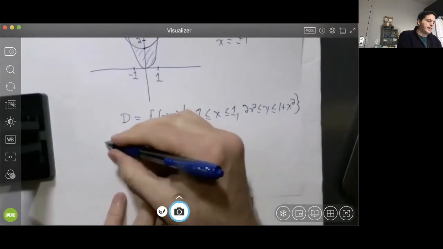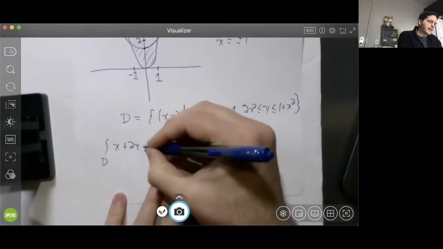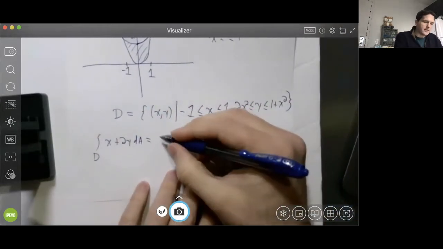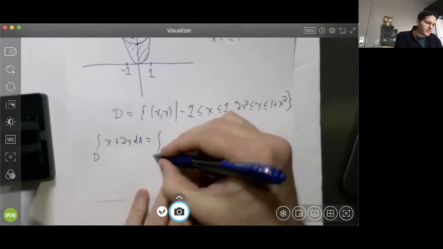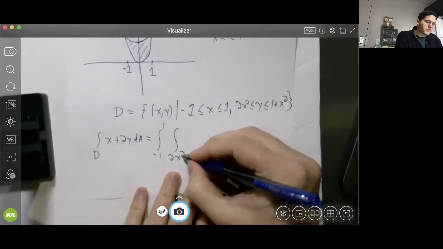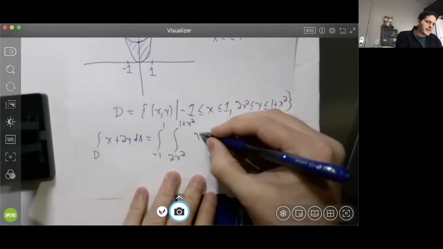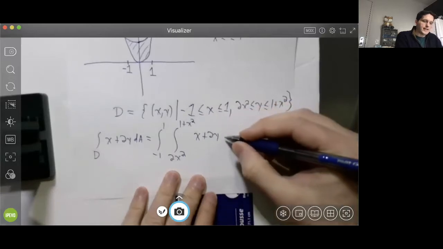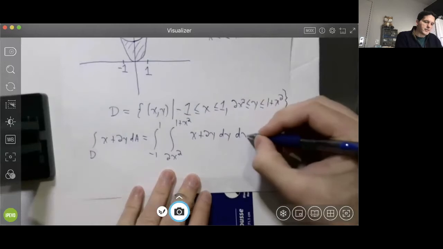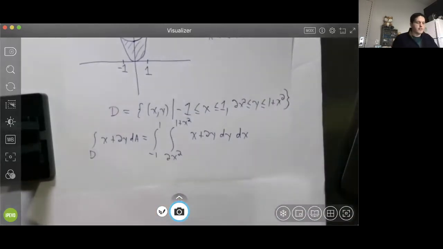Okay, so the integral over D of x plus 2y dA is equal to, let's just use our formula for a type 1 region, the integral from minus 1 to 1 of the integral from 2x squared to 1 plus x squared, and then we're integrating x plus 2y. The inner integral is with respect to y. The outer integral is with respect to x. This is the integral that we have to evaluate.